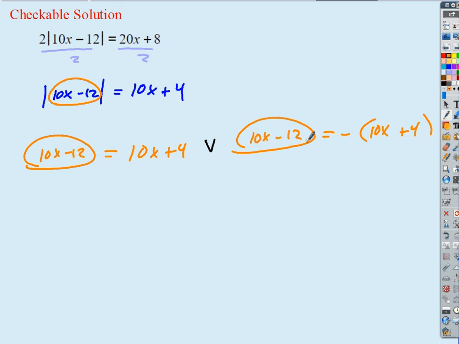Right? And then if we solve these, this one over here is kind of weird. The 10x cancels, doesn't it? Right, in this first equation, when I subtract 10x from both sides, they go away, and I get the answer negative 12 equals 4. So what's the solution to the first equation again? No solution, right? How about the second one? I'll distribute the negative, and I'll get 10x minus 12 equals negative 10x minus 4.